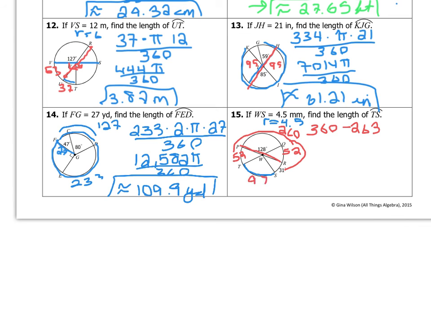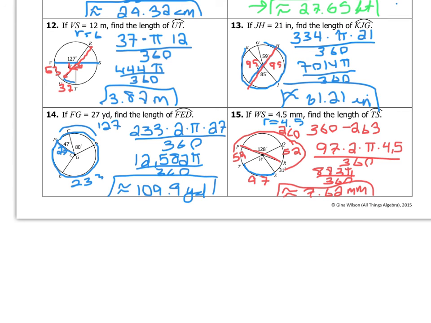So this is 97. So we've got 97 times 2 times pi times my radius, 4.5, all over 360. And when you multiply that all together, you end up with 873 pi over 360. And so your final approximation is 7.62 millimeters. All right, we're done. Good luck.